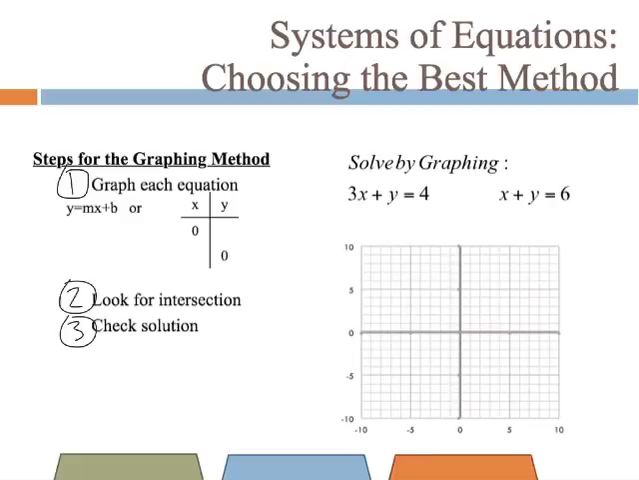So, here's an example. 3x plus y equals 4, and x plus y equals 6. This first equation, 3x plus y equals 4, I think is a good one to put into y equals form. So if I subtract 3x from both sides, we get y equals negative 3x plus 4. And then that 4 is our starting point, our y-intercept. And the negative 3 means we'll go down 3 and over 1. And so the graph looks something kind of like this.